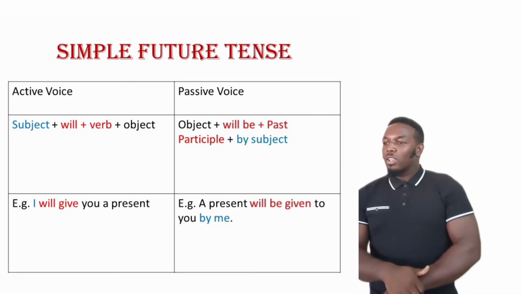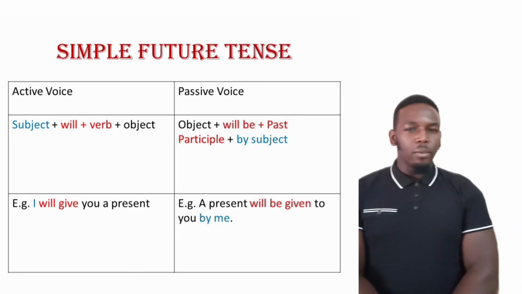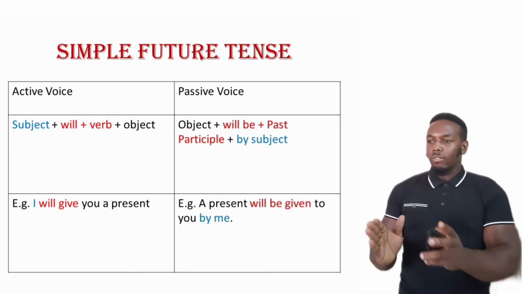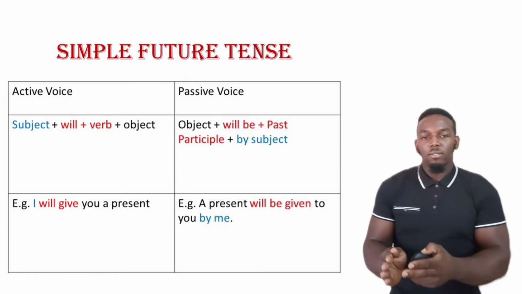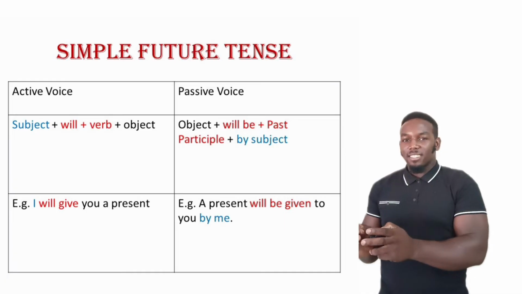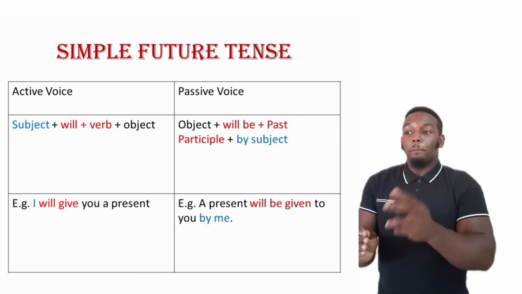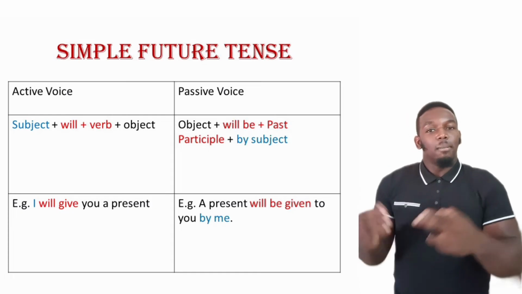Let's move on. So now let's go to the future. We're going to look at simple future tense. So the active voice structure: subject, will plus the verb, and then the object. Passive: object, will be plus the past participle of the verb, and then by subject.